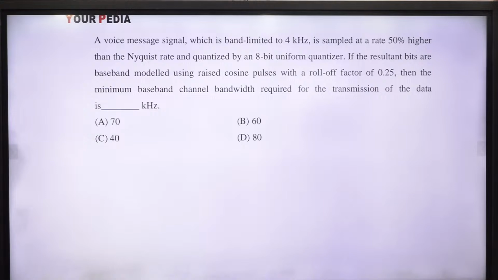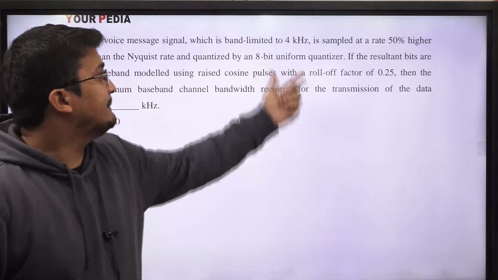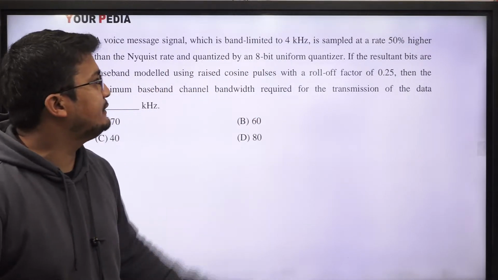Now guys, we have the next question. Again, this is from the communication. The question says voice message signal which is band limited to 4 kilohertz, right? It's sampled at the rate of 50% higher than the Nyquist rate and quantized by 8-bit uniform quantizer.